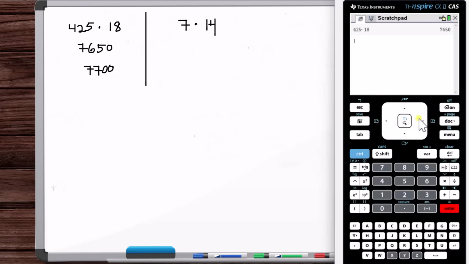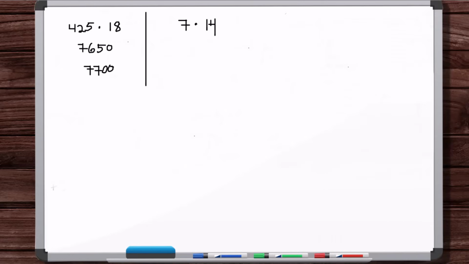7 times 14, 98. Okay, this has 1 significant figure, this has 2 significant figures, so we round this to 1 significant figure.